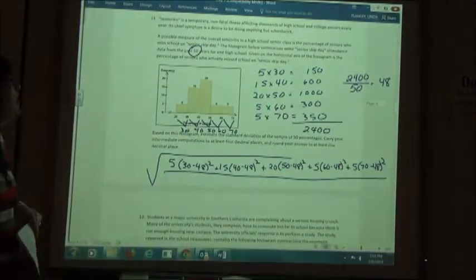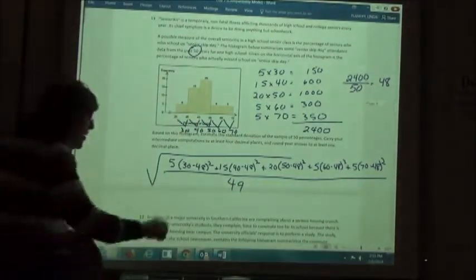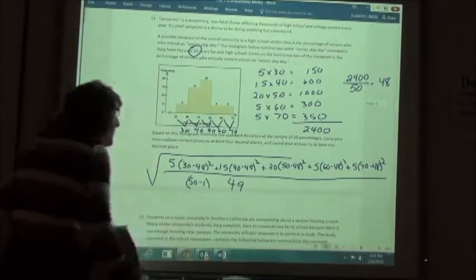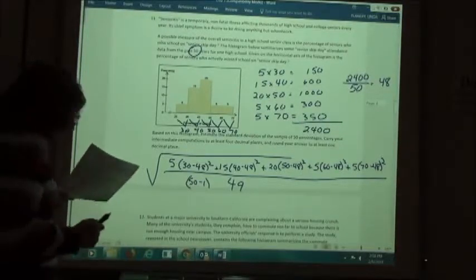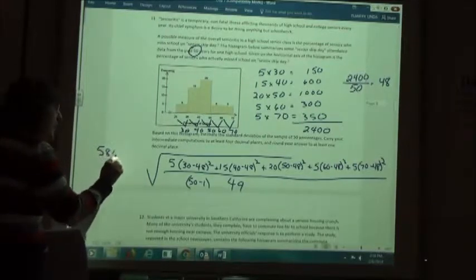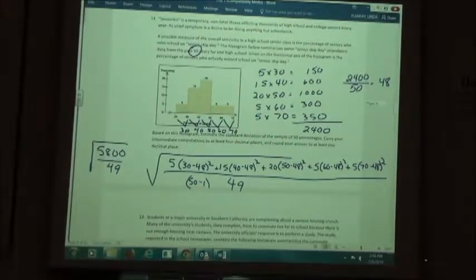On the bottom, we're going to do n minus 1. So 50 minus 1 means we're going to have 49 down on the bottom, right? We got 5,800 on the top, 5,800 over 49 then, and we got to do the square root of that and round it to 1 decimal place.